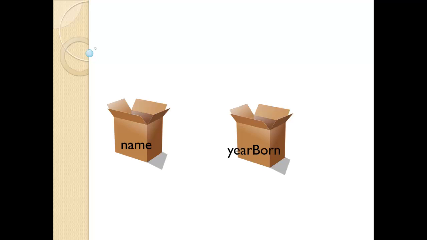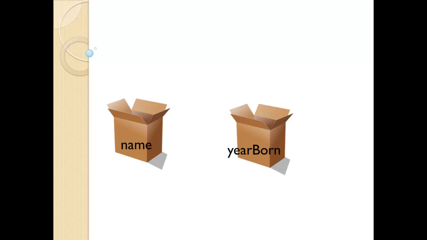Once we create a box and we tell it what kind of information goes in the box, only that kind of information can go there. So we can't put the name Mike in the year born box, and we can't put the year 1998 in the name box. We could put something like California in the name box. It doesn't know anything about what type of text should go in there, but it knows it should be text.